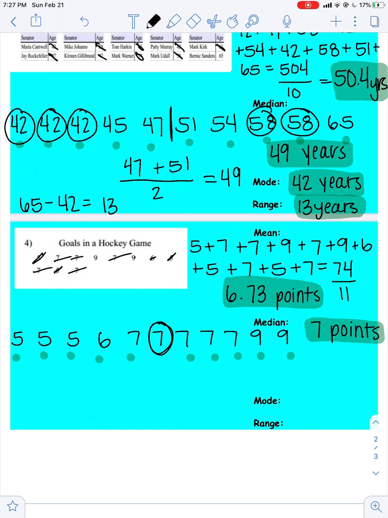And then my mode, I think it's really easy to see here. I have 5 repeating 3 times, 7 repeats 5 times, and 9 repeats 2 times. So our mode here is going to be 7 because 7 repeats the most times. Now the range is going to be my biggest number, which is 9, minus my lowest number, which is 5. And that is going to give me 4. So my range is 4 points.